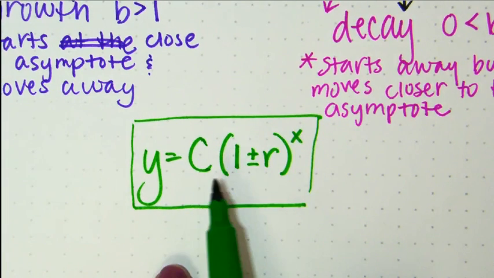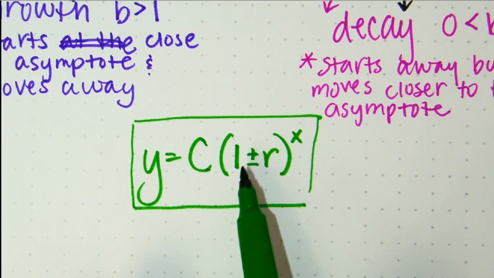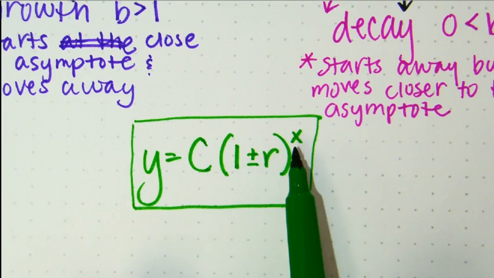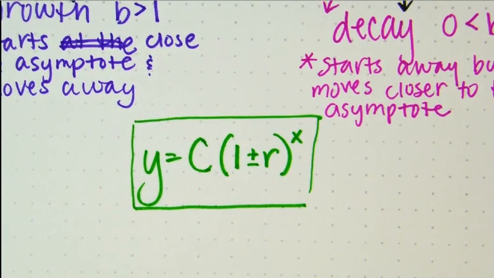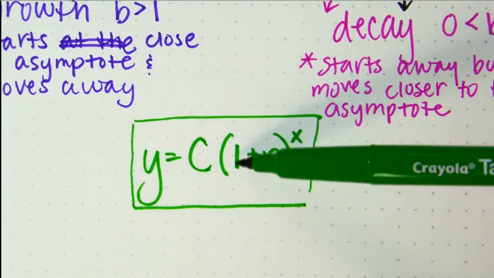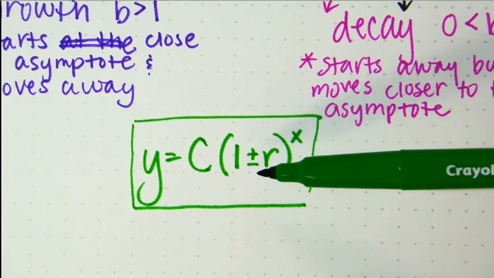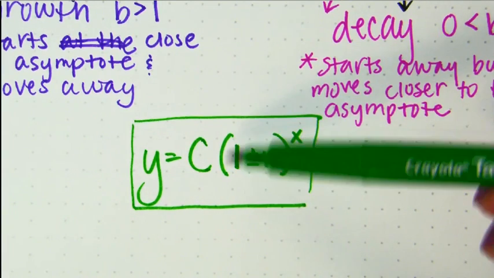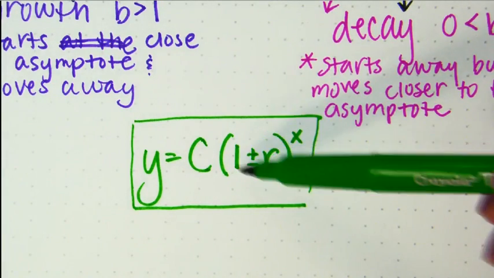So in this case, the a is written as a c, and instead of a b, we have a 1 and a plus or minus r. The x is still the x. It is still the same exact function. It's just that when we have growth and decay situations, this part in the middle is going to help us make it a little bit easier than it was last week to figure out the b. This is still considered our b inside here.